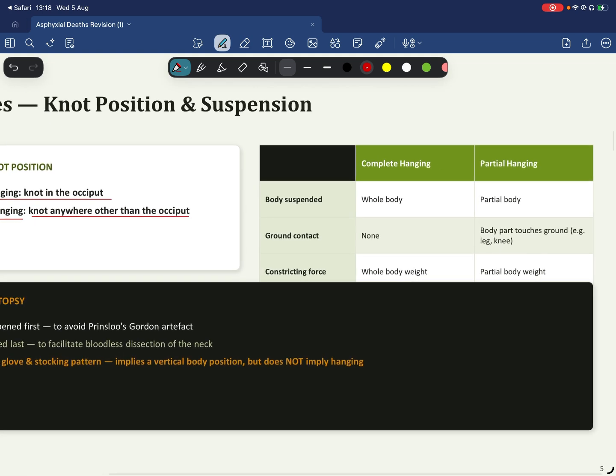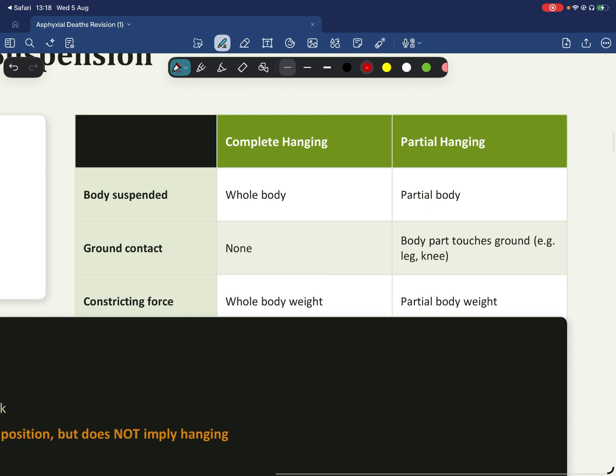The differences between complete and partial hanging. In complete hanging, the whole body is suspended, whereas in partial hanging, part of the body is suspended. In complete hanging, there is no contact with the ground, whereas in partial hanging, part of the body touches the ground. Could be the leg, the knee, or any other part of the body. In complete hanging, the constricting force is the entire weight of the body, whereas in partial hanging, the constricting force is the partial weight of the body.